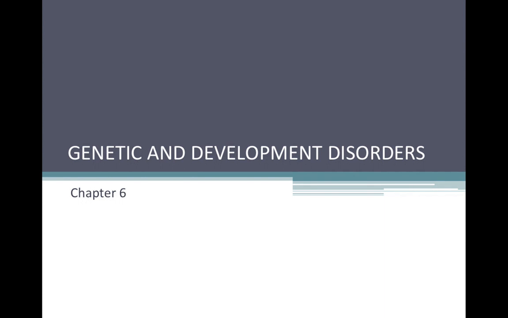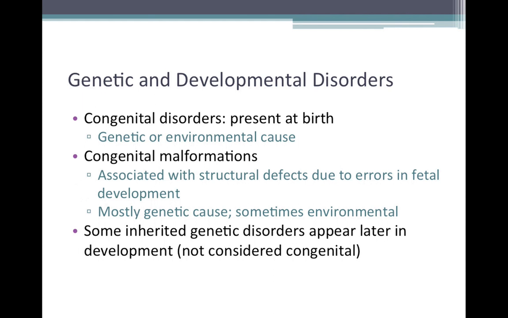Okay, in this video we're going to talk about Chapter 6, which is Genetic and Developmental Disorders. We're going to first start out with this idea of congenital disorders, and these congenital disorders are ones which are present at birth. Congenital disorders can be both genetic or environmentally caused, and congenital malformations are structural defects due to errors in fetal development, but these are mostly of a genetic cause and sometimes environmental. Typically, these go hand in hand, but sometimes they are differentiated.